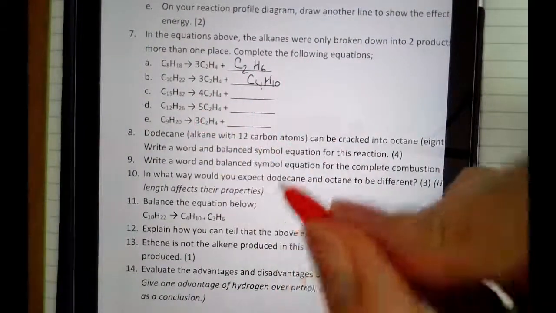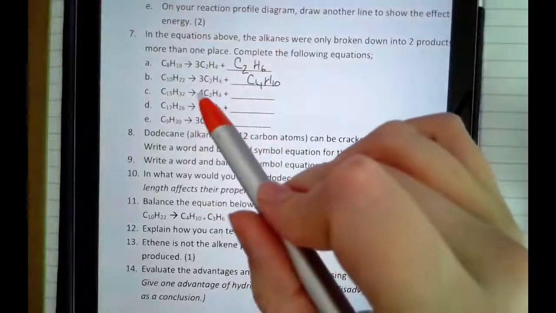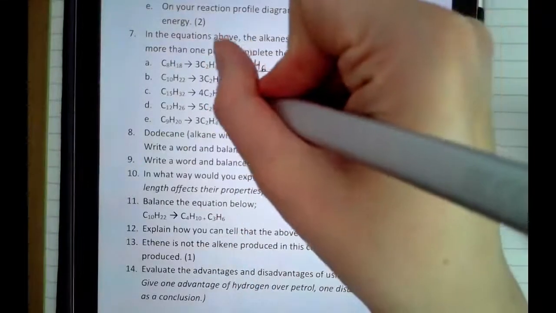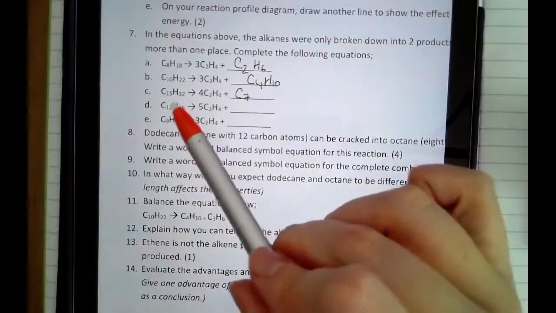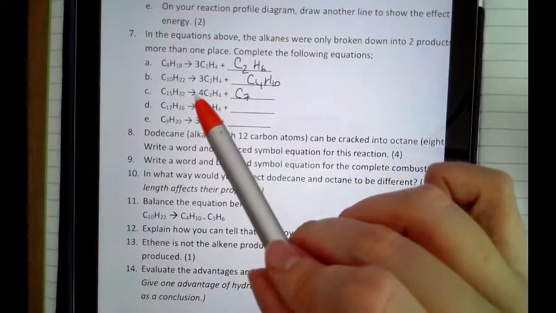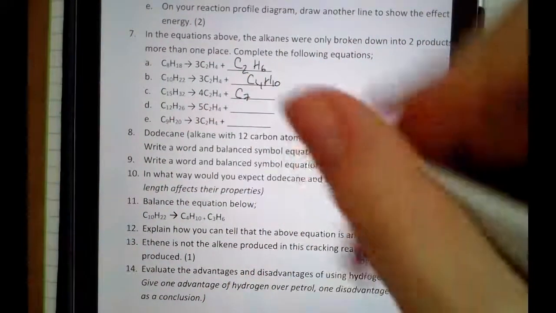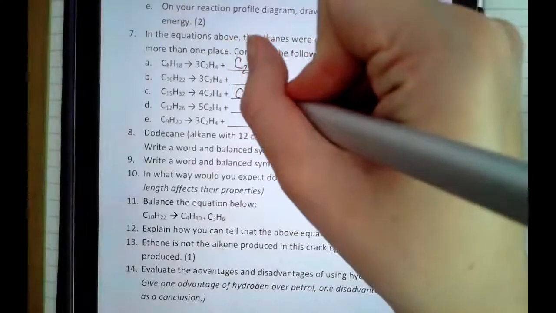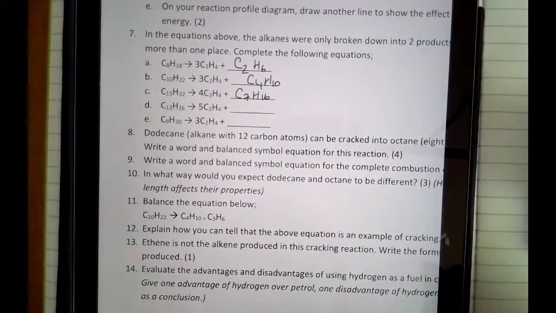With C15, I've got 15 carbons on the left. I've only got 8 so far on the right, so I'm going to have C7. 32 hydrogens on the left. 4 4s are 16, so I need another 16. So it's C7H16. Okay.